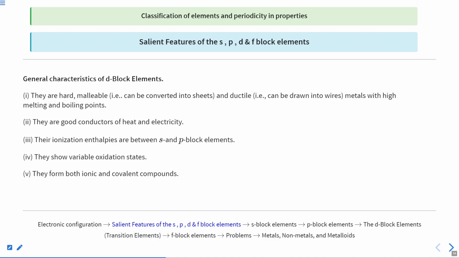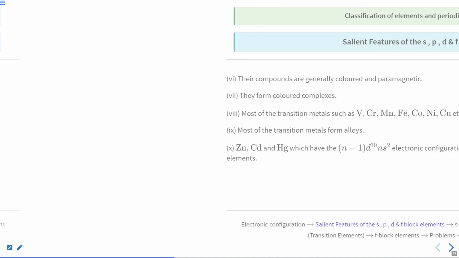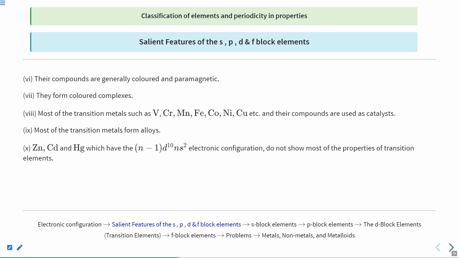Now they show variable oxidation states, a variety of them. They can go from +2 to +7. So they are the best in showing variable oxidation states, and they can form both ionic and covalent compounds. Clear? Okay. Now their compounds are generally colored and paramagnetic in nature. They form colored complexes. Most of the transition elements, such as vanadium, chromium, manganese, iron, cobalt, nickel, copper, and their compounds are used as catalysts, because of their variable oxidation states. They can be used for various purposes.